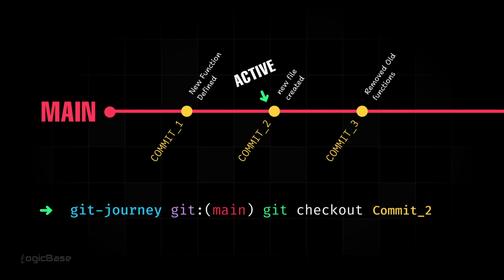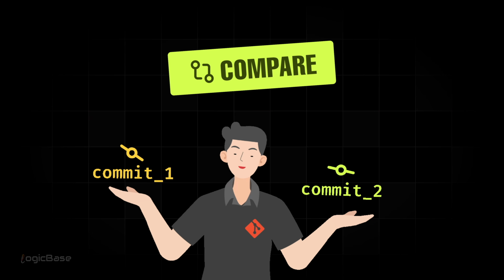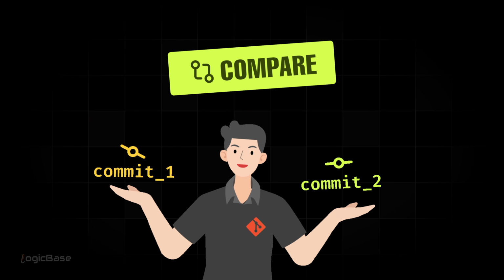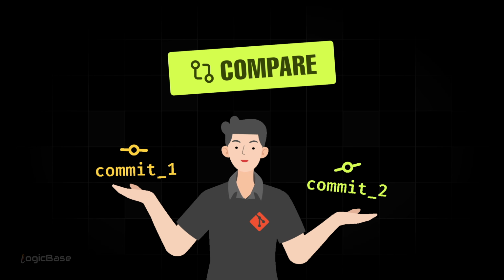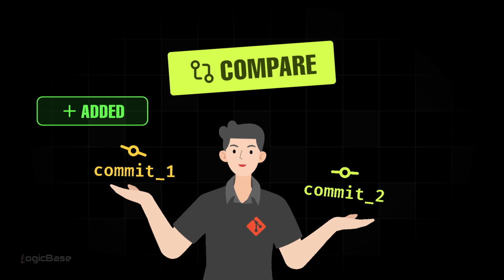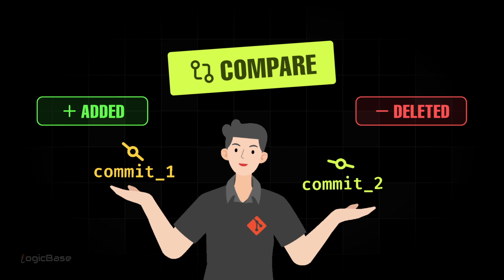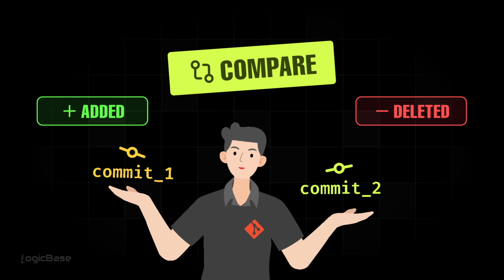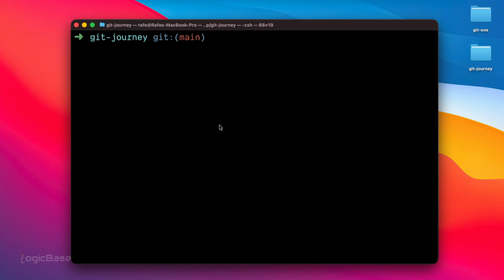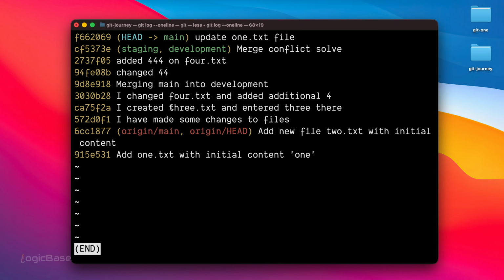Now let's explore something new. How to compare one commit with another. If we want to see the differences between our current commit and the previous commit, what lines of code were added, what lines were deleted, we can do that easily using git commands. Before that, let's first check our commit history again by typing git log --oneline. We can see that there are now 10 commits in total. Now we'll compare the commit update 1.txt file with the previous one, that means merging main into development.